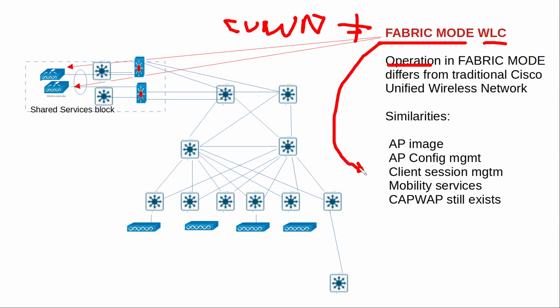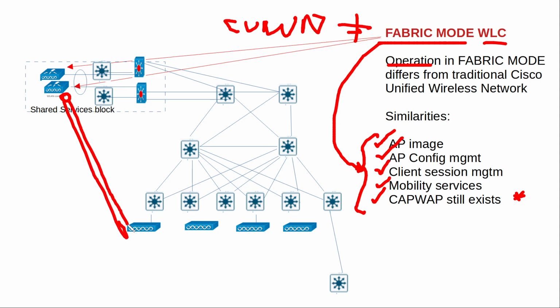When working in fabric mode, the wireless LAN controller still is in charge of distributing access point images. It is a central point for the configuration management for my access points. It still manages the client sessions. It is in charge of mobility services, and the CAPWAP tunnels between the wireless LAN controllers and the access point still exist, but there is a detail that we should talk about now.